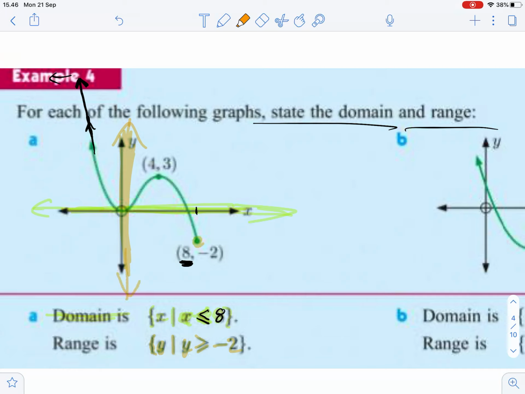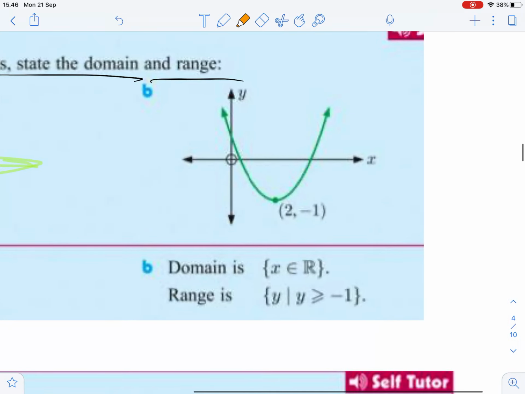Well, you can see that it stops here, and because it's filled in, it's including -2, and then it keeps going on and on forever and ever, so it's going to keep rising. So it's everything above -2, including -2. Okay? All right, let's look at this next one.